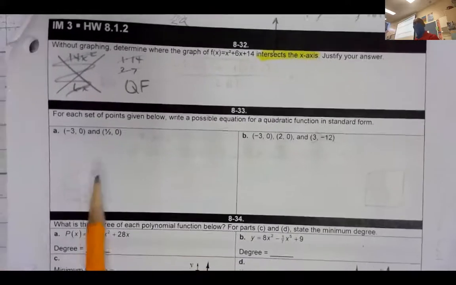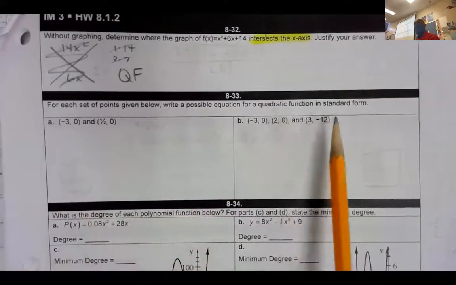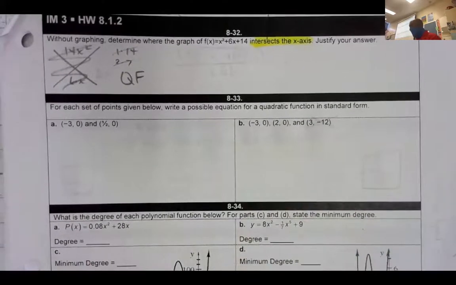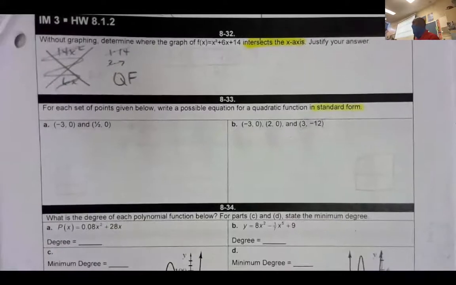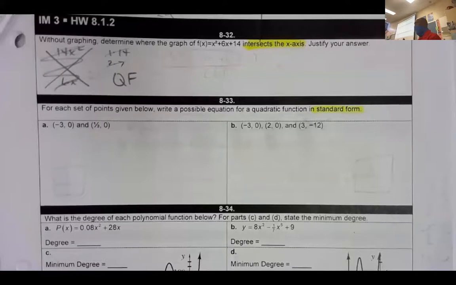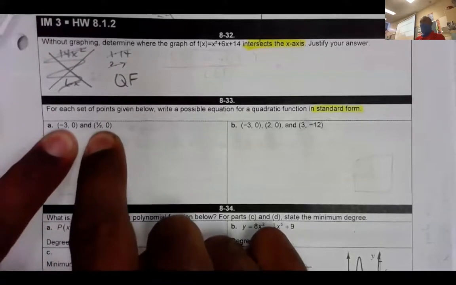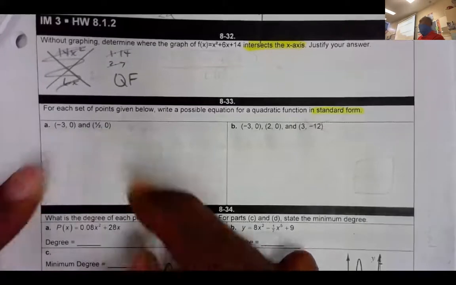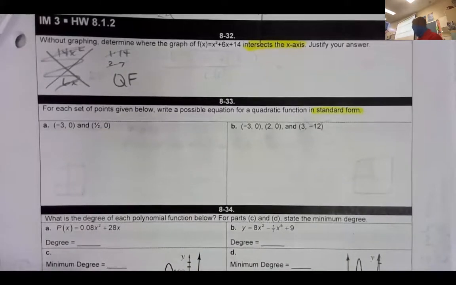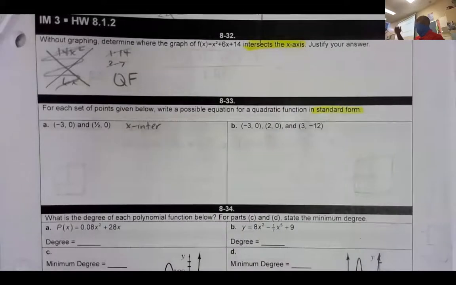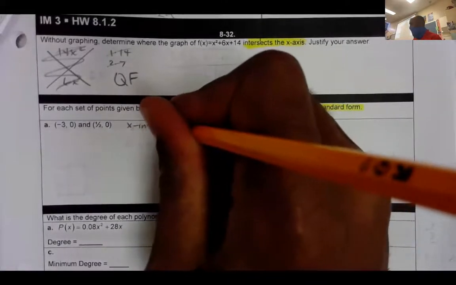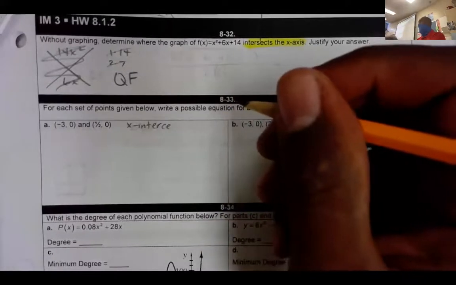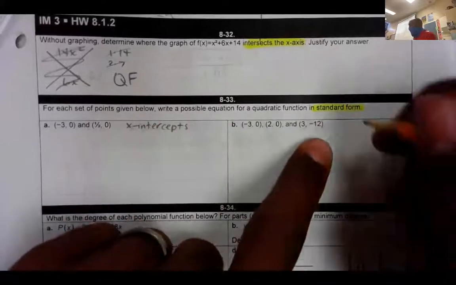All right, now the next one here. For each point given below, write the possible equation. So you have to find an equation, and the key word here is in standard form. Now, what you are given are 2 points. You guys know what kind of points these are? When 0 is the last number, the y. What kind of points are those? If you have 0, what's that? It's not y-intercepts, they are x-intercepts. Because if y is 0, that means you're on the x-axis. If the x is 0, the first number is 0, then it would be the y-intercept. So these are x-intercepts, both for this problem and for this problem.